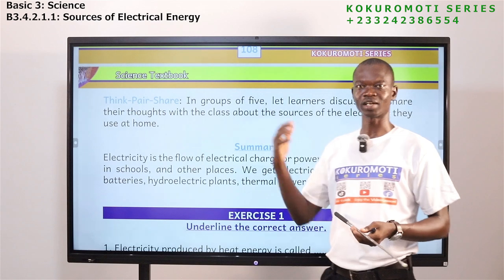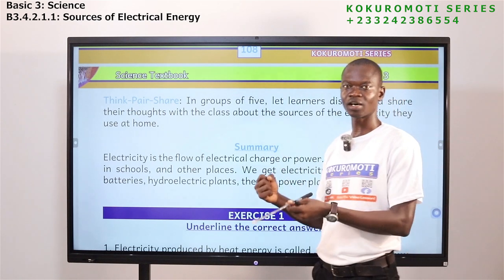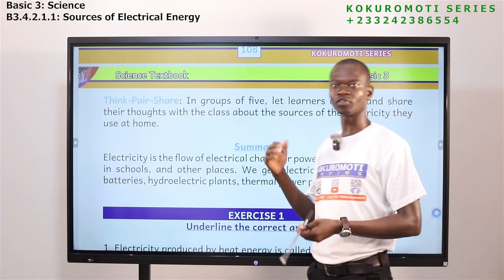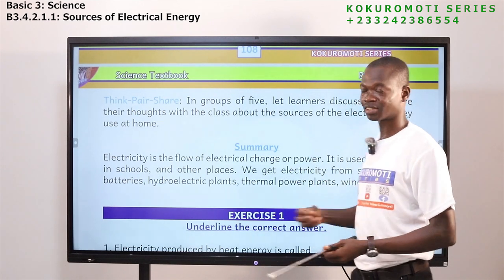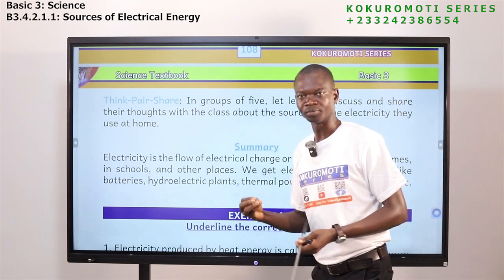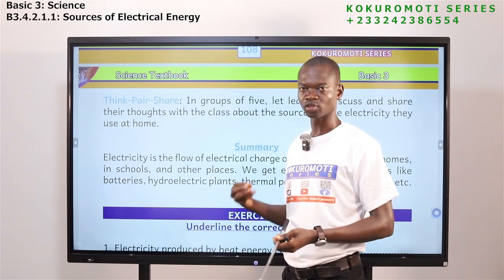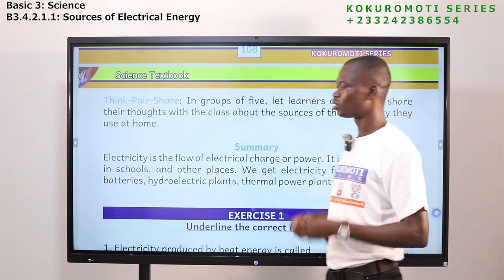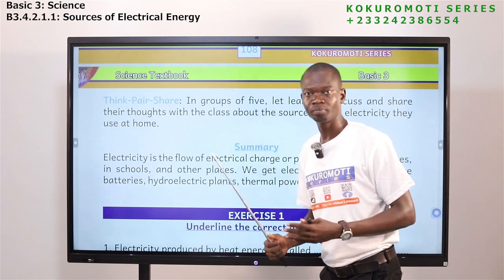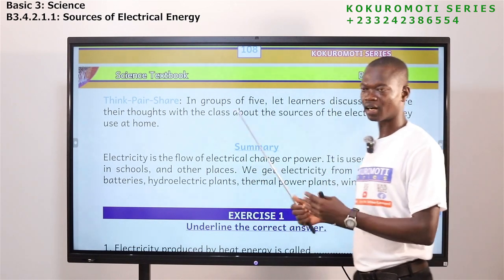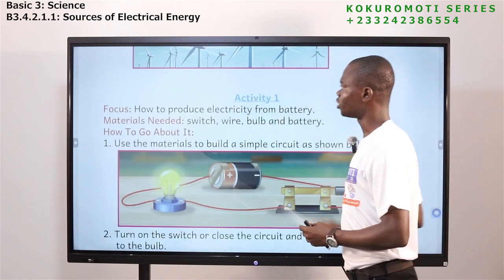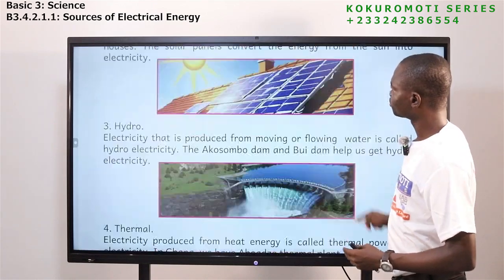We have looked at solar. Solar is the use of what? The sun, or the energy that we get from the sun. We have also looked at the wind, and we have also looked at what? Batteries. So these are some of the sources of electricity. We also looked at some people who played a major role when it comes to electricity discovery.